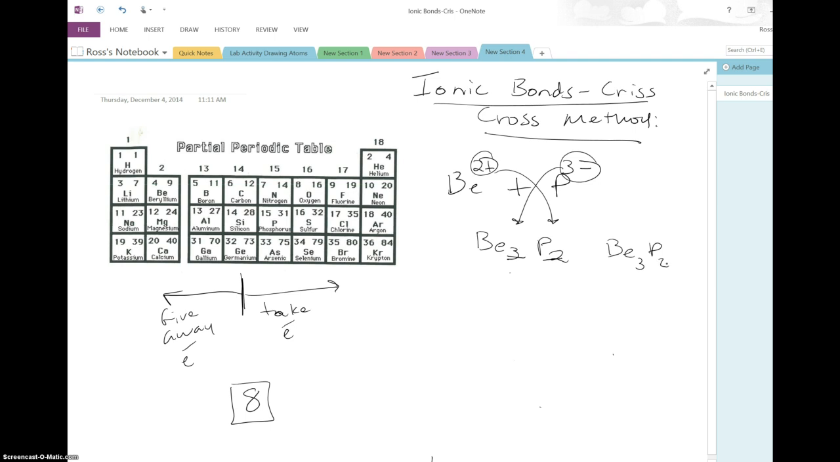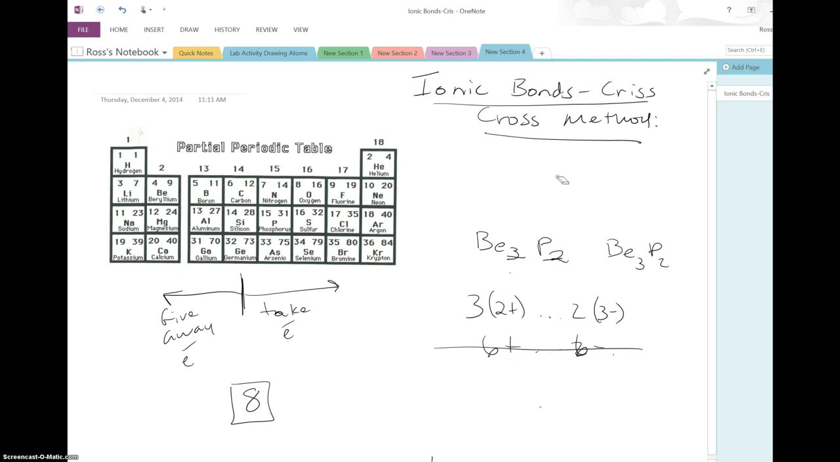Wonderful. Now, to double check that work, we've got 3 berylliums, which are a charge of 2 plus. We've got 2 phosphoruses, which are a charge of 3 minus. So that's 6 plus, and 6 minus. Perfect. They cancel each other out. We did that one correctly.